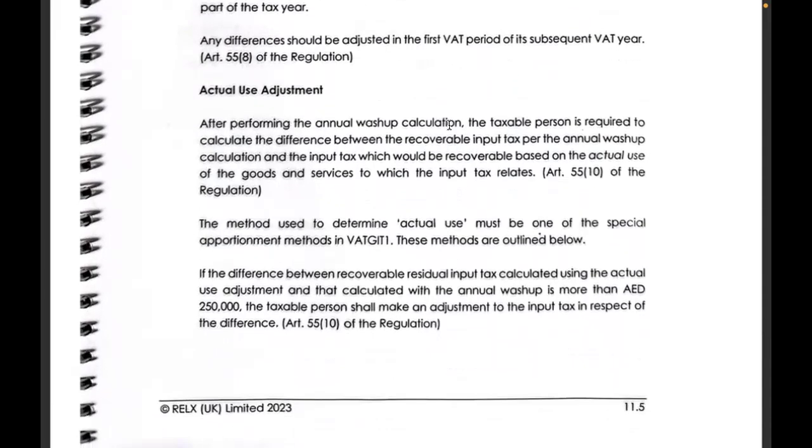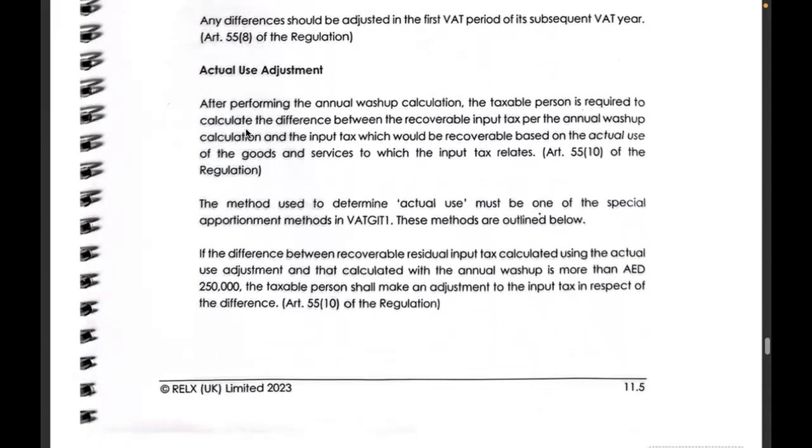So, actual use adjustment. After performing the annual wash-up calculation, the taxable person is required to calculate the difference between the recoverable input tax per the annual wash-up calculation and the input tax which would be recoverable based on the actual use of the goods and services to which that input tax relates. So what are we doing here?